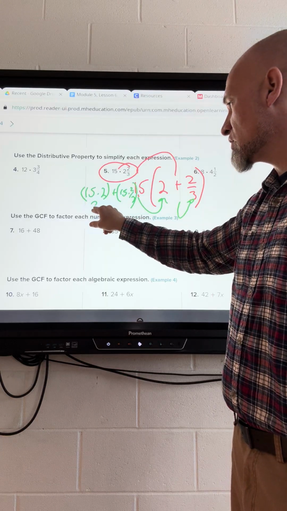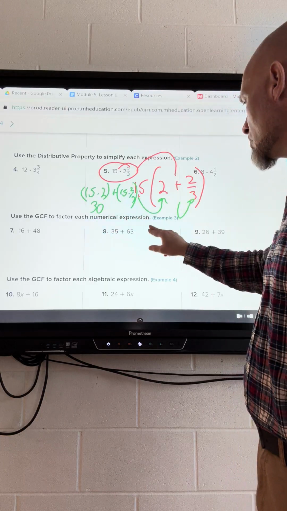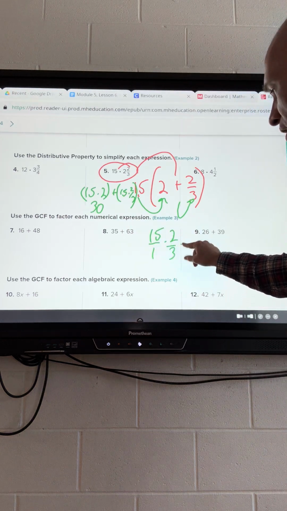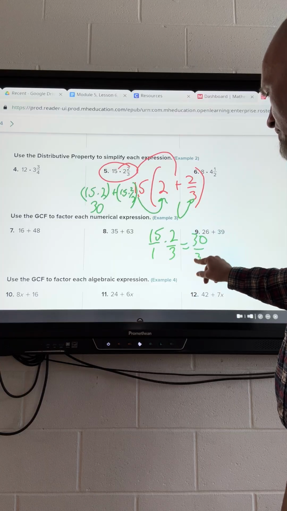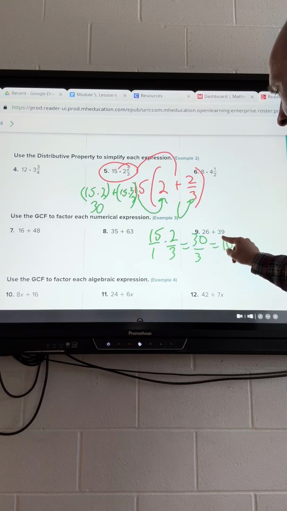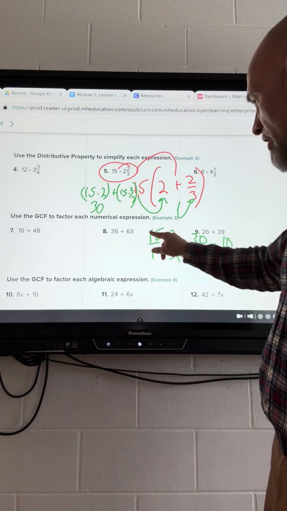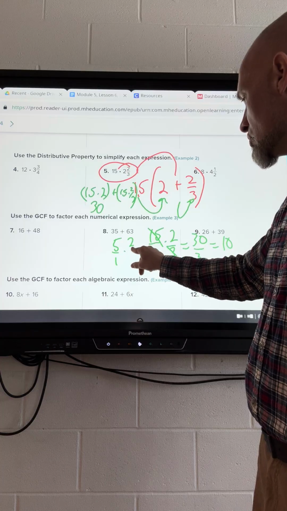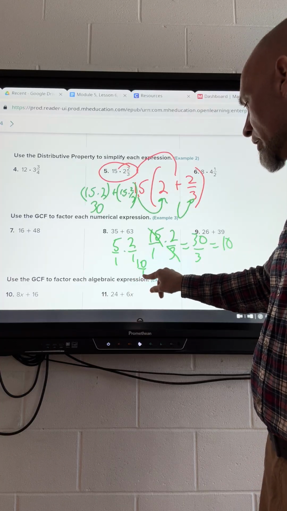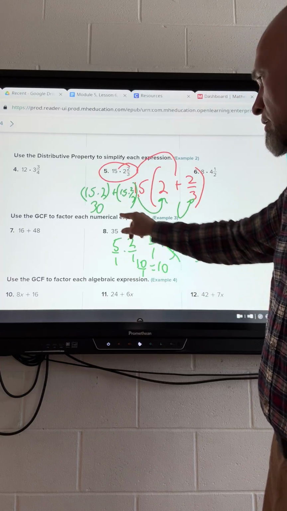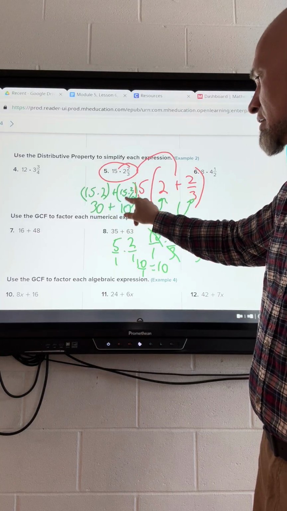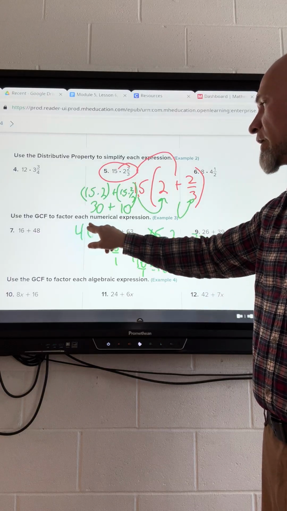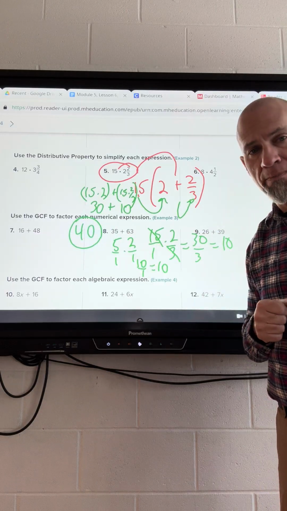And remember, 15 times 2 is 30. 15 times 2/3 would be 15 over 1 times 2/3. You could straight up go across and do 30/3, which is 30 divided by 3, which would be 10. Or you could cross cancel, divide both by 3, and I get 5 over 1 times 2 over 1, which is 10 over 1, which is also 10. Either way, you're going to get 30 plus 10. Final simplification would be 40.